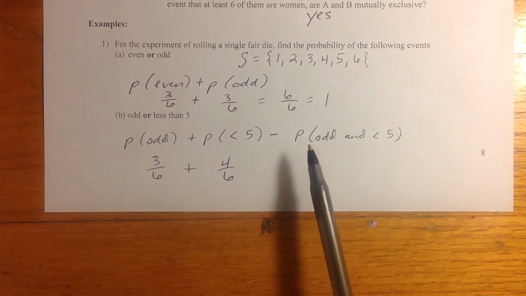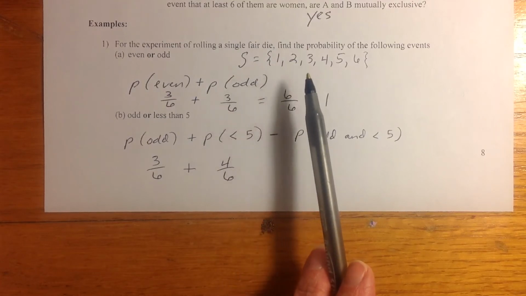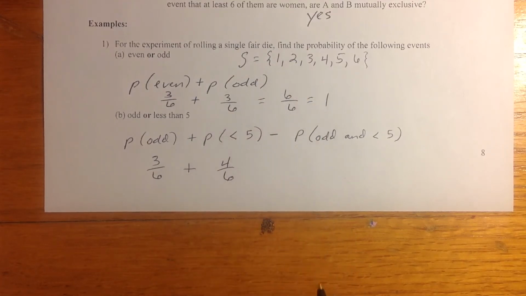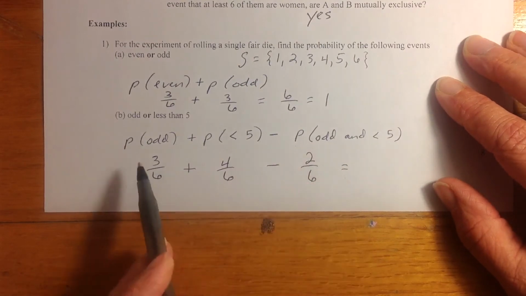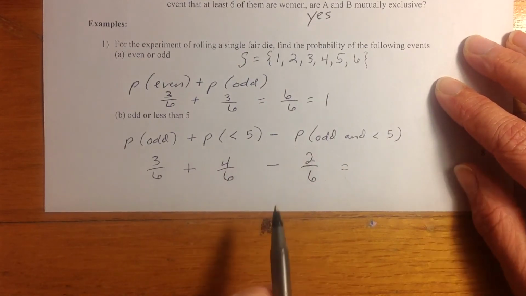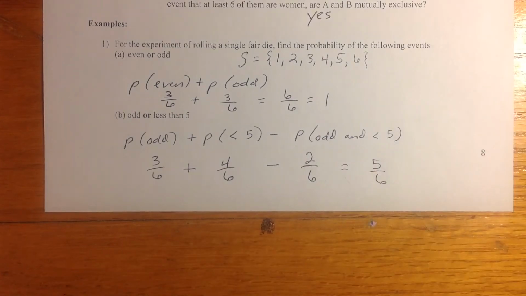So this says be odd and less than 5. So that's the 1 and the 3. So we get 2 sixths that we are subtracting. So if we work across, we get 5 sixths as our answer.